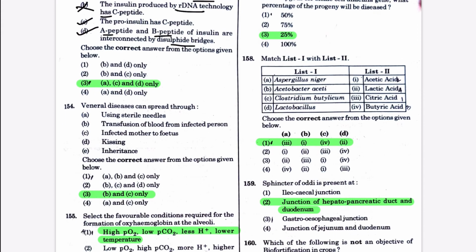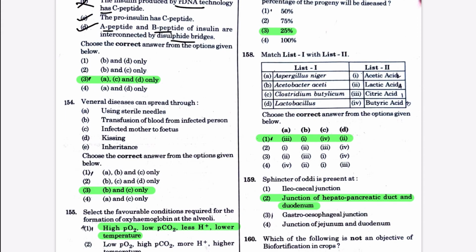Okay, right. So 154, venereal diseases can be spread through. Remember, venereal diseases means sexually transmitted disease. Okay, so the answer would be B and C. Okay, so sexually transmitted disease can be transmitted from one person to other by means of transfusion of blood from an infected person and also from infected mother to fetus. So option B and C.